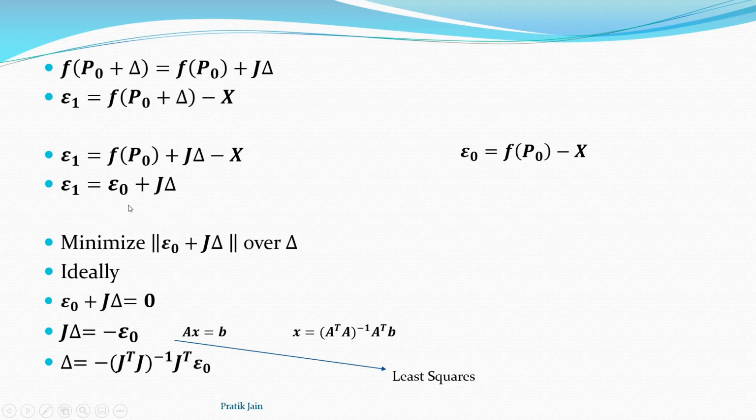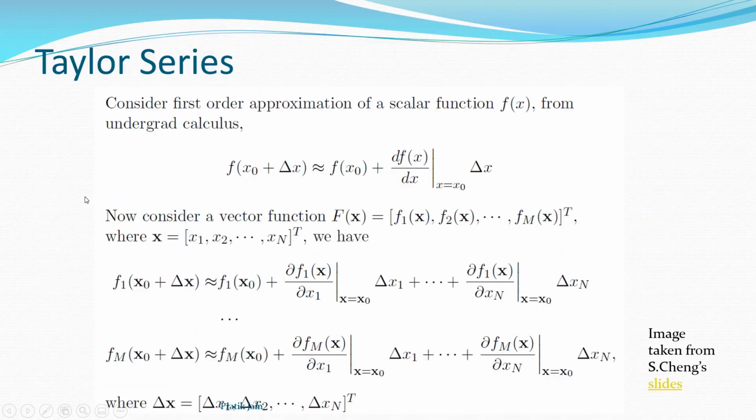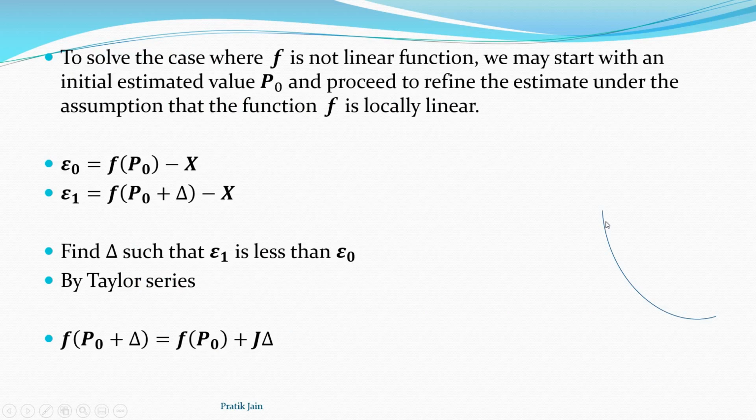Okay, now you can assume this small step to be linear. So over here, if this is a function, if I am say over here, let me take a pen.